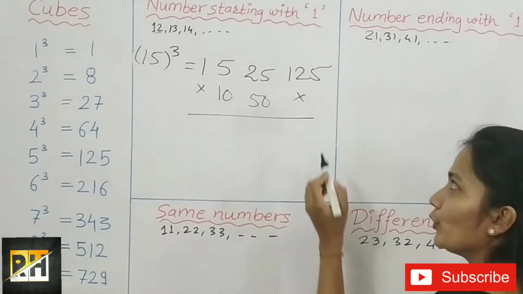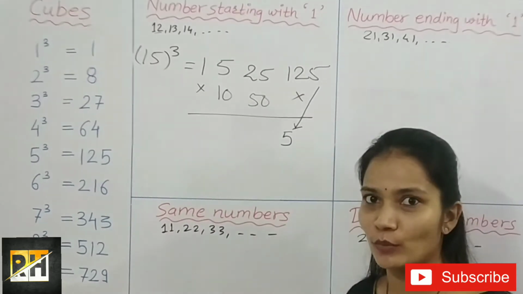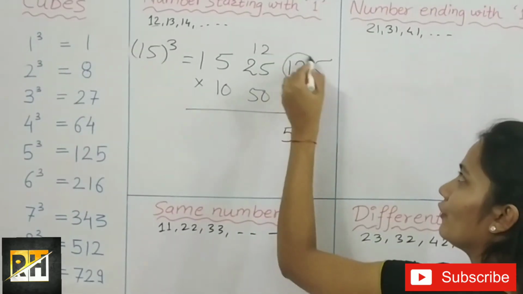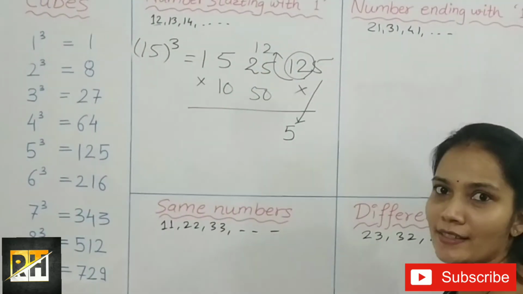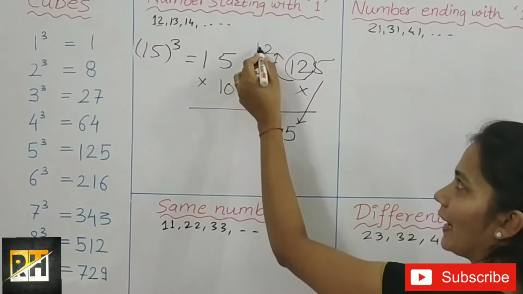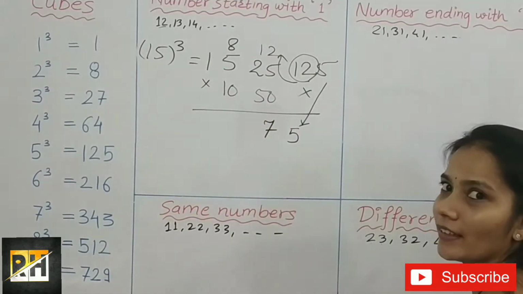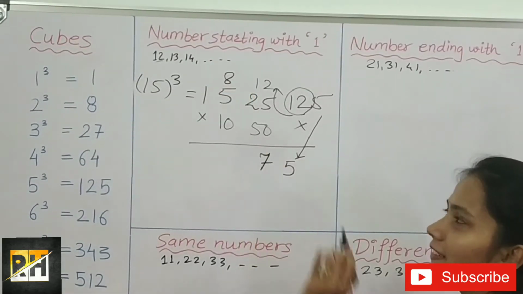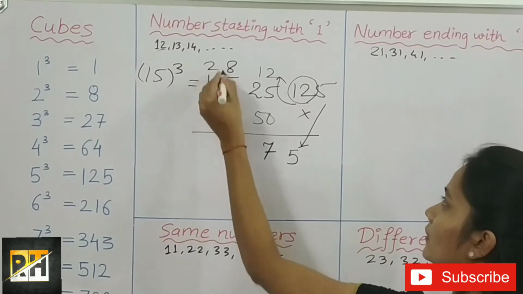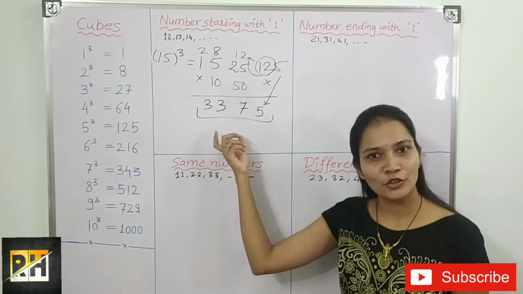Now here what you will do? You will write only 5, only one digit you will write, and carry this 12 here. This 12 you will carry in the next term. Now you will add these terms. So 7 and 8, but you will write only 7 and give 8 carry. Then you will add these two terms. So this is nothing but the cube of 15.